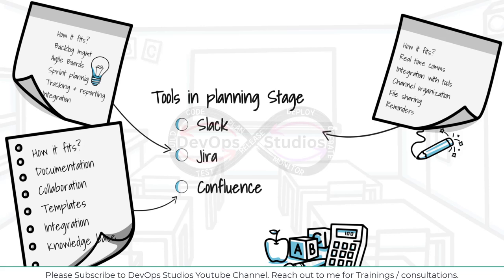And when it comes to templates, we can use predefined templates for meeting notes, project plans, and sprint retrospectives. For example, we can use a project plan template to outline the objectives, the timelines, and the resources. And when it comes to integration, we can link Jira issues to Confluence pages for additional context. For example, a Confluence page which details the user requirements links to the corresponding Jira tickets.